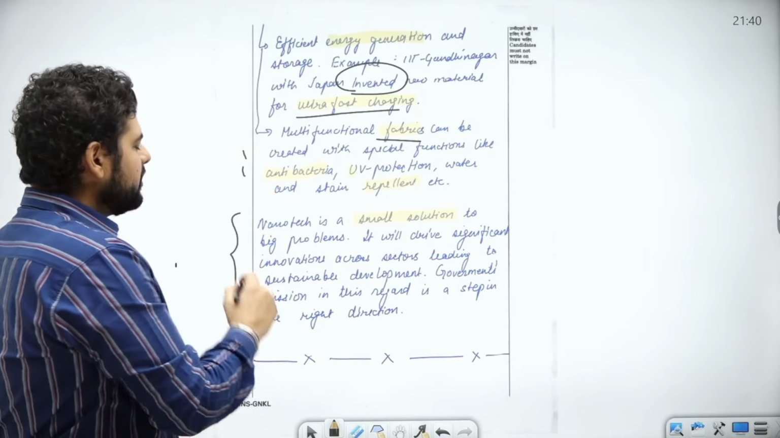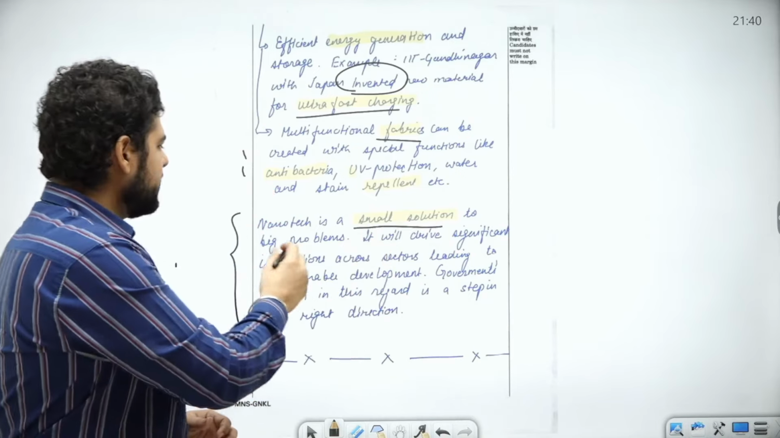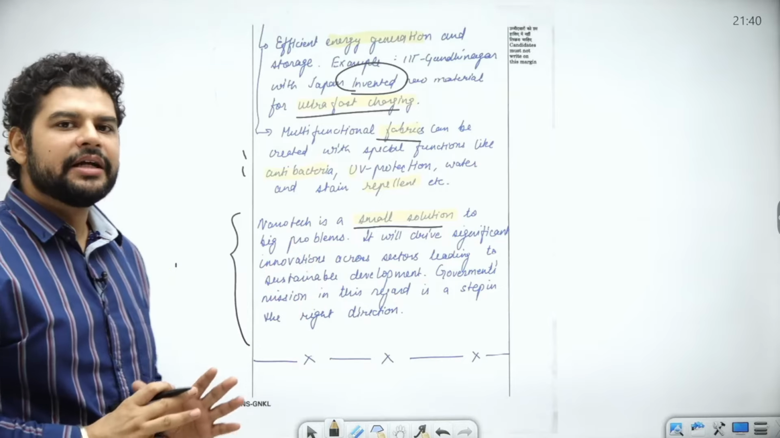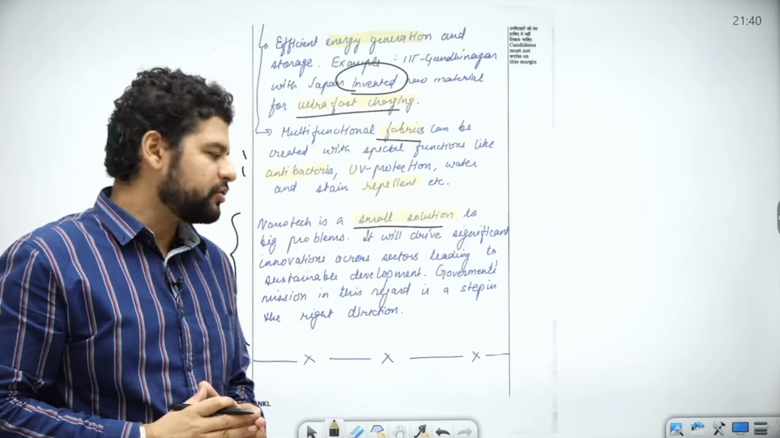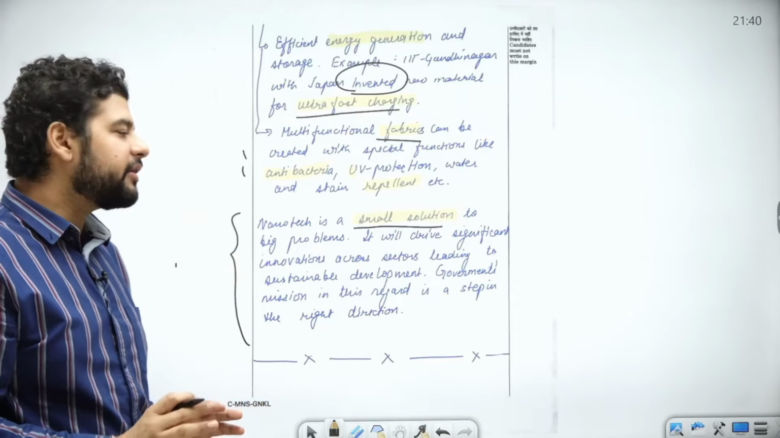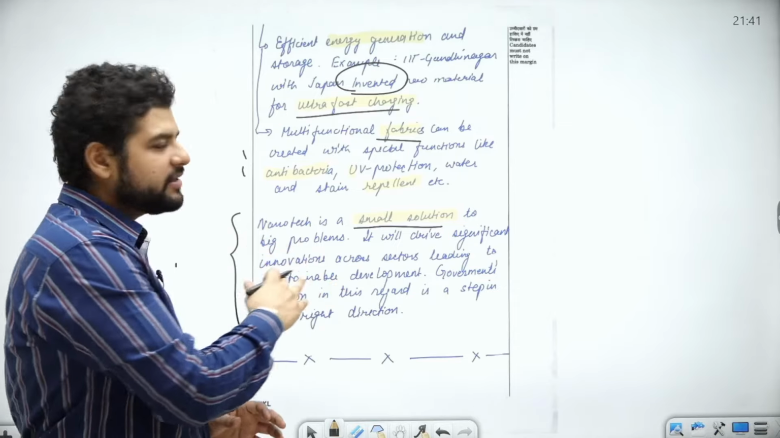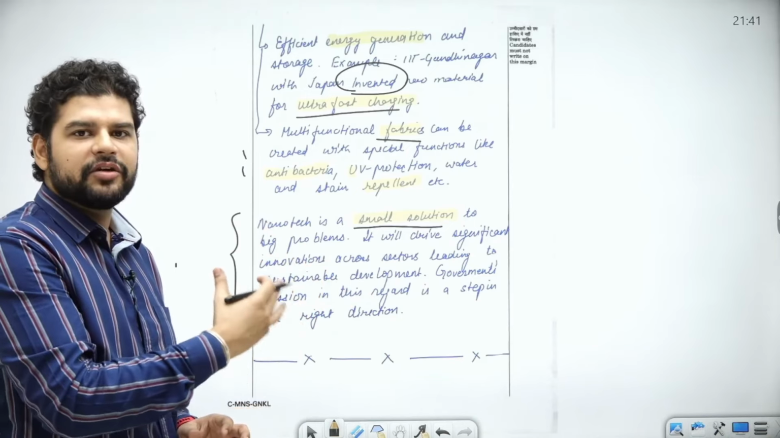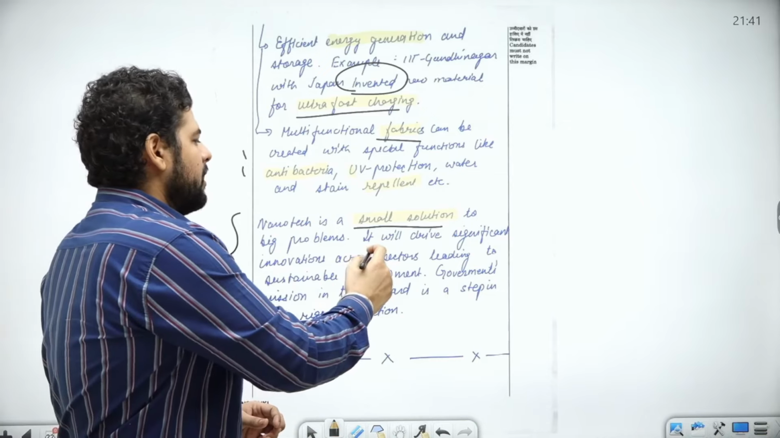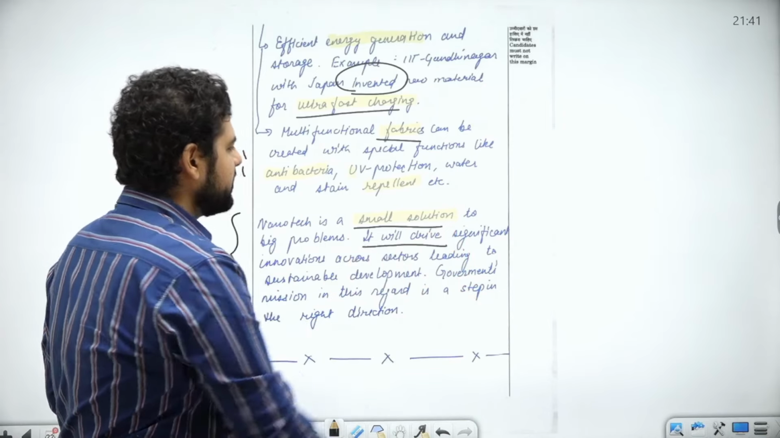So if we come to the conclusion, we can see that I've highlighted a small keyword here. We'll see that nanotech is a small solution. Now this is the keyword, that nanotech is a small solution to big problems. So this is a good line which you can use anywhere. You can just replace the technology like AI, but it fits a lot on nanotech because it works at the level of 1 to 100 nanometer.